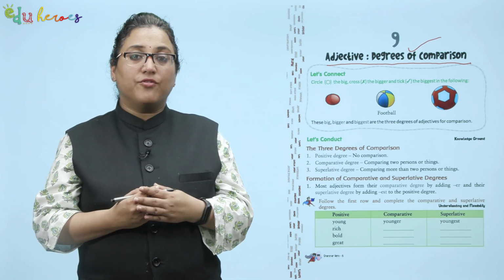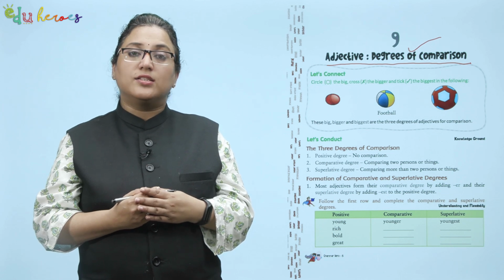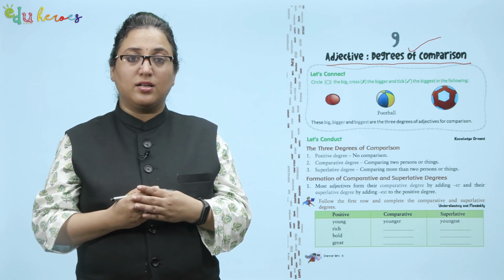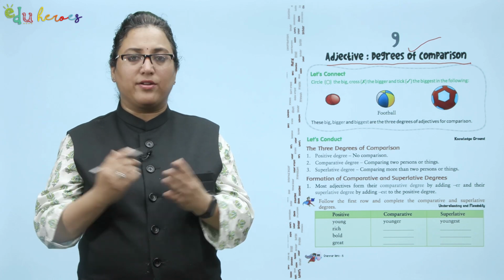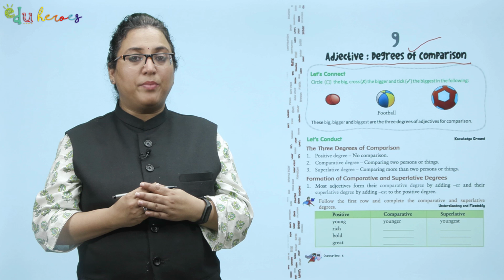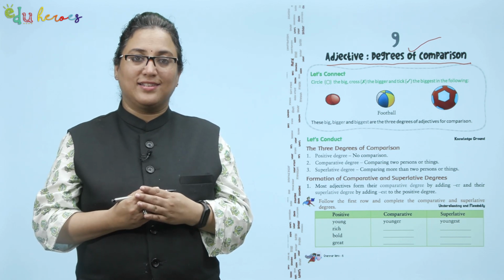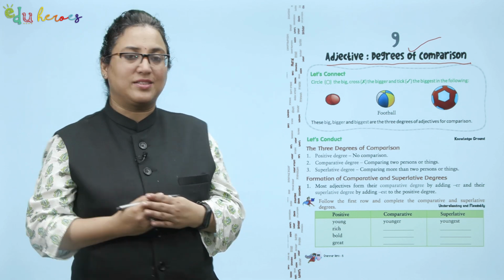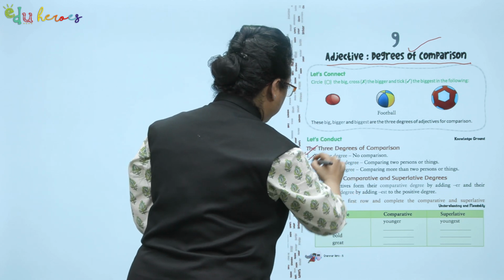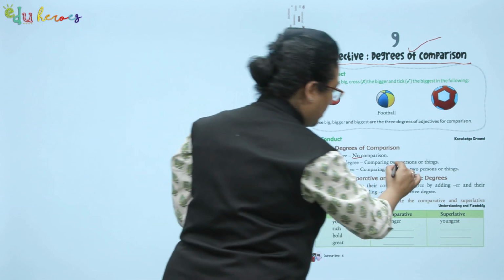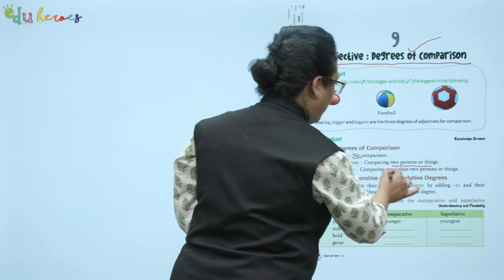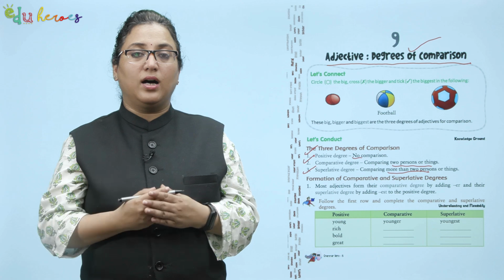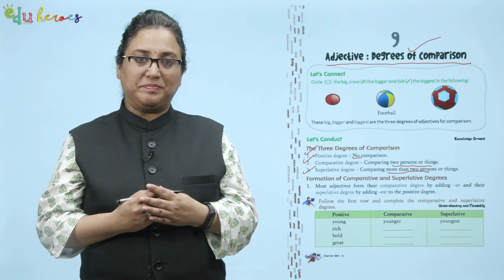For such a task, we use the concept of adjectives, degree of comparison. Let's start. The 3 degrees of comparison are positive degree when there is no comparison, comparative degree comparing 2 persons or things, and superlative degree comparing more than 2 persons or things. So, these are the main 3 types. No comparison, comparing 2 and more than 2. So, आपको ये मेन रूल याद करना है, उसके बाद ही आप आगे के रूल्स अप्लाई कर सकते हैं.